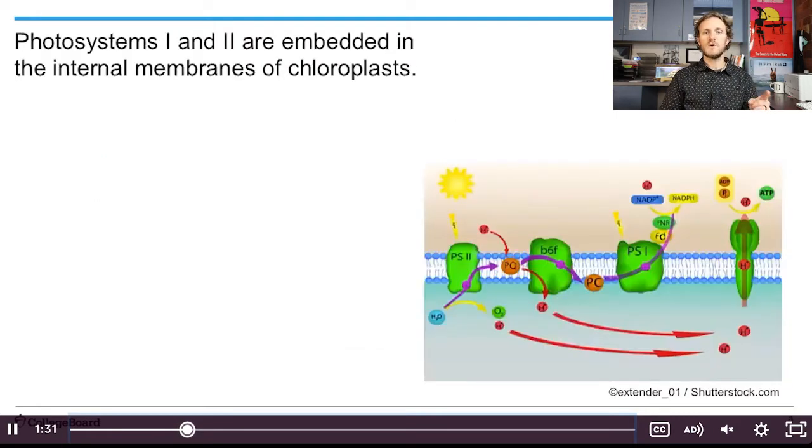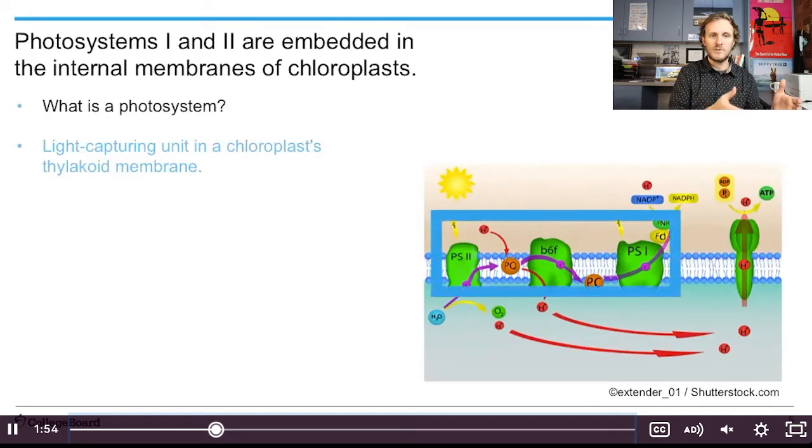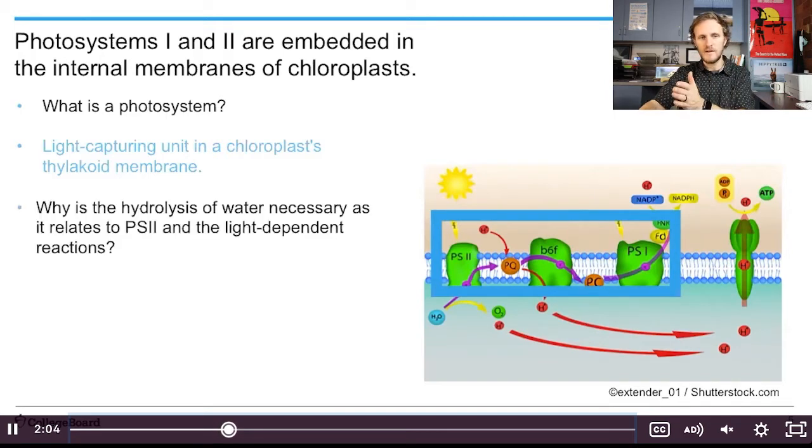Photosystems 1 and 2 are embedded into the internal membranes of the chloroplast, called the thylakoid membrane, and you can see them here on this image. So we have PS1 and PS2 right here. But what is a photosystem? A photosystem is essentially a unit that captures light in a chloroplast's thylakoid membrane. So now we have a blue box around these. Here it is again, photosystem 2, photosystem 1, and yes, it does go 2 and then 1 in this process.